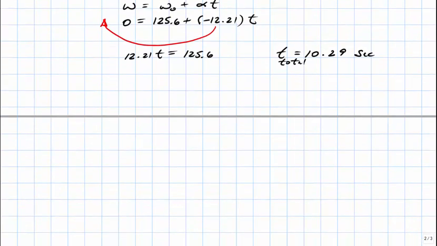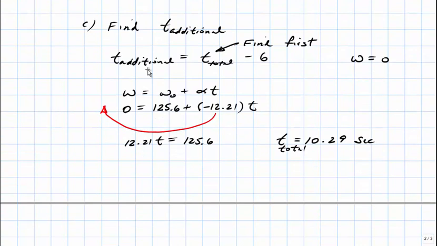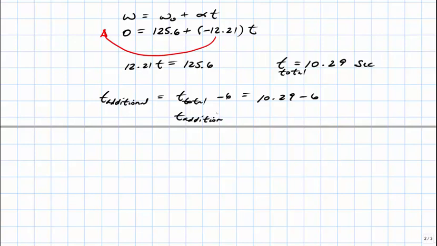We need to find the additional time required to bring the flywheel to rest. As we noted earlier, T additional just equals T total minus 6. And so we have 10.29 minus 6 which equals 4.29 seconds.